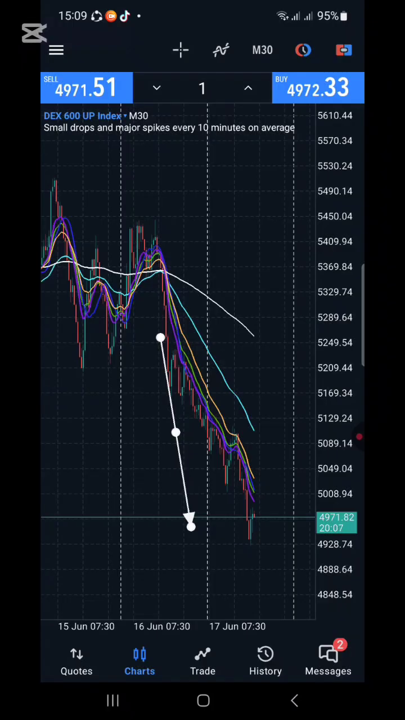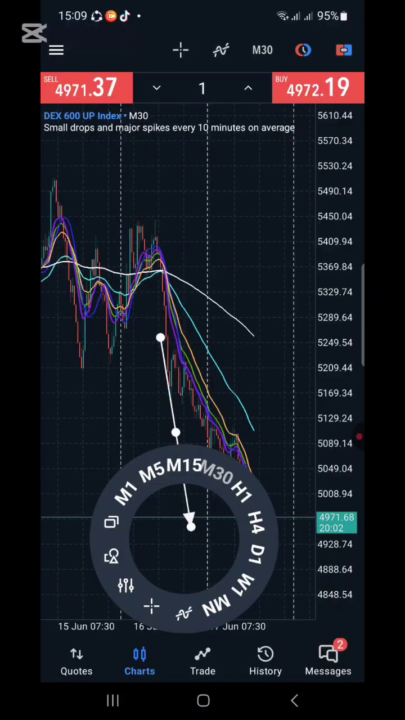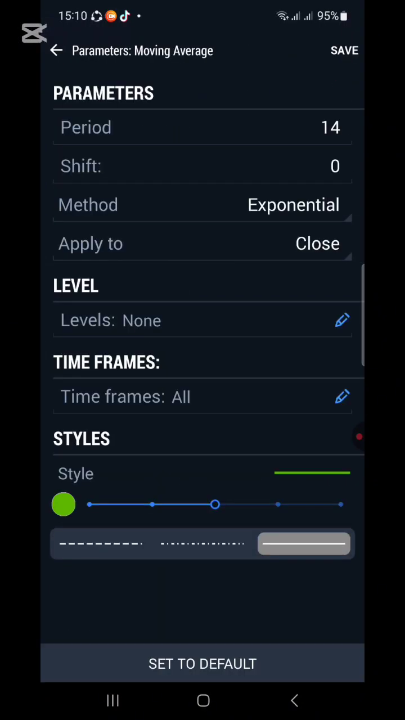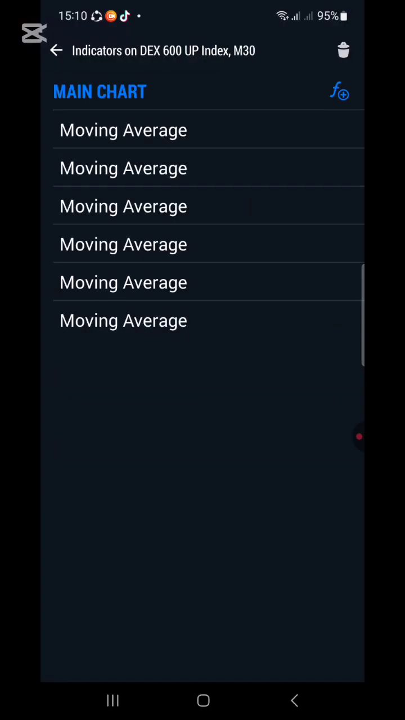So for you to have these on your phone, let me quickly show you what you can do. You click here. The first moving average that you need is period 14, shift 0, exponential, apply to close, then levels, no levels you should put there, then color green, right? You save. The next one you need to add is period 50, shift 0, exponential, apply to close, no levels, light blue, right?